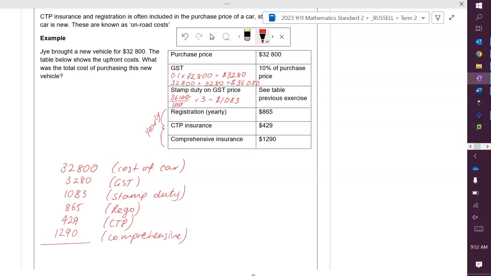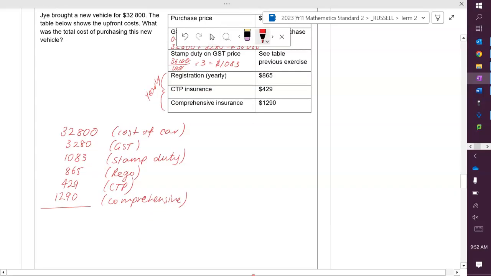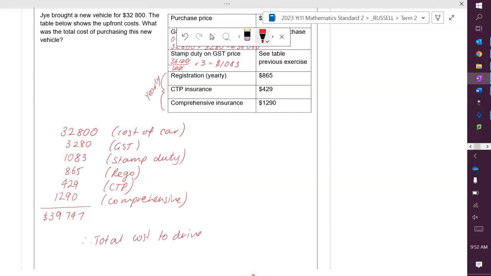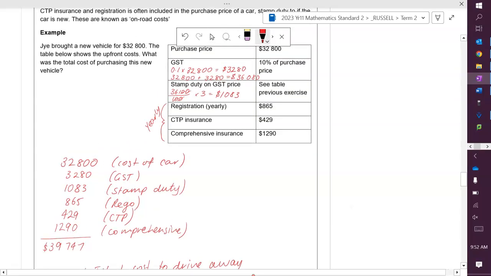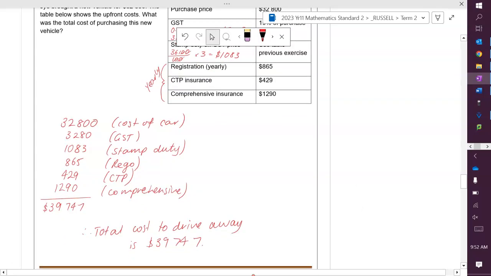So then what we need to do is add all of that together. And if we add it all together, we get $39,747. So the total cost to drive away is $39,747. So with all of those added on, that's what that car would be. So you can see it's added about $7,000 with all of those things that are required just in order to get a new car ready and on the road.